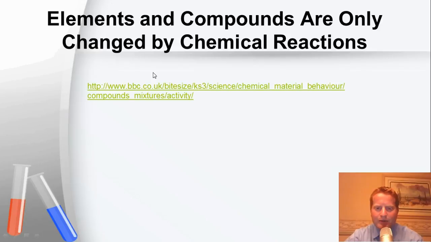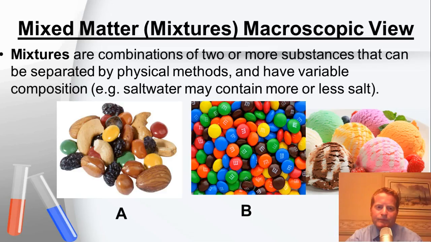So we are back now, and that's essentially the key difference between a mixture and a compound or an element: it's much easier to separate. You cannot simply break the bonds that are in an element or a compound because those are chemical bonds. You'd have to do a chemical reaction to break those bonds. So a mixture essentially is combinations of two or more substances, so pure substances, that can be separated by physical methods and have variable composition.